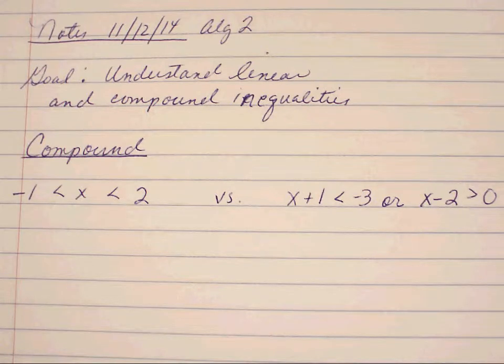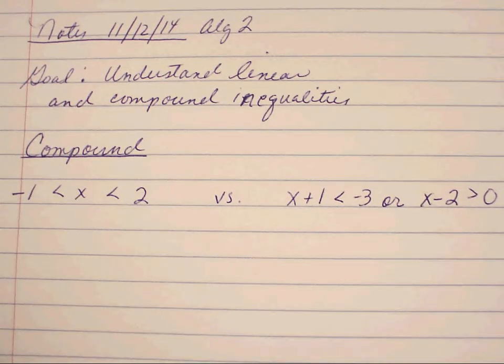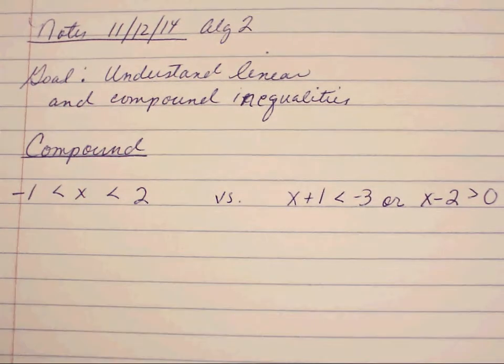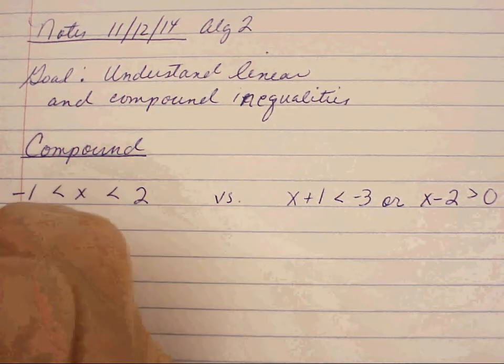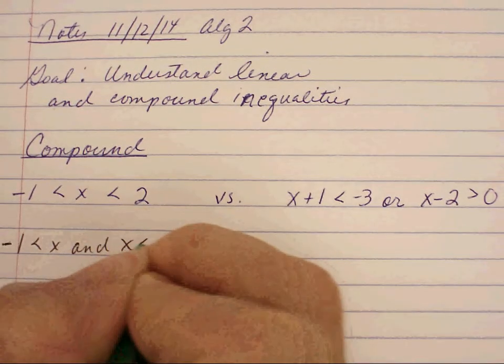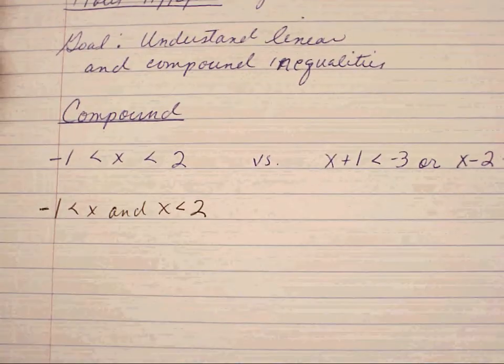All right, today we're going to focus on understanding linear and compound inequalities. We're going to start with the most difficult and work backwards to the easier. If I ask you to tell me what is going on in -1 is less than or equal to x is less than 2, you would say, oh, there's more than one thing going on. It's a compound inequality. You could rewrite it as two inequalities.